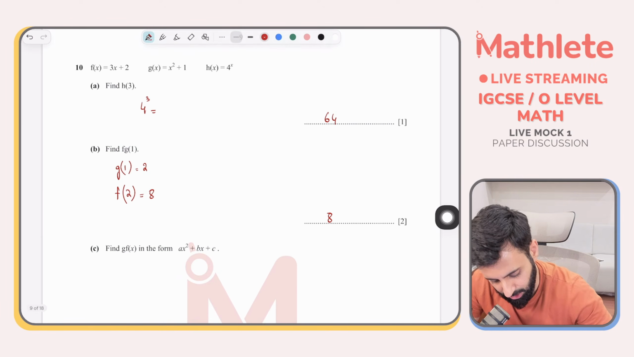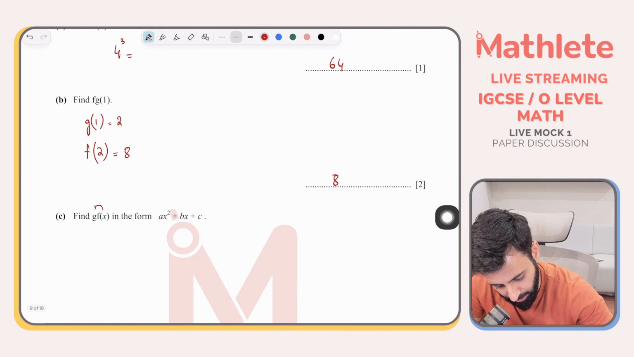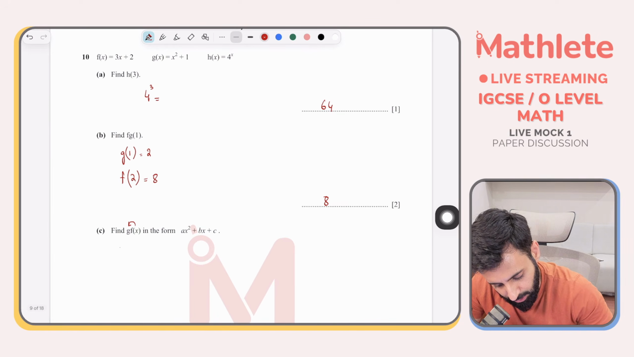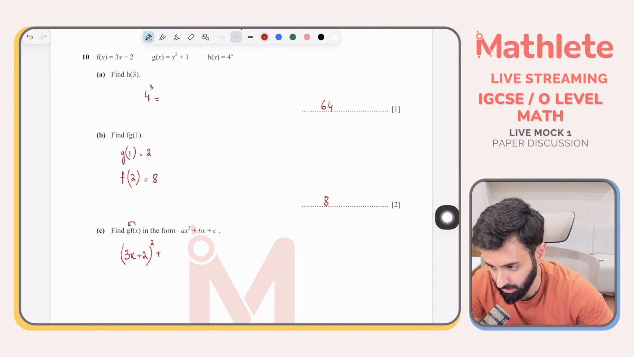Yeah. So g of f of x means that we plug f into function g. So function f in function g means 3x plus 2, the whole thing squared in place of x. That's why we're squaring it, plus 1.